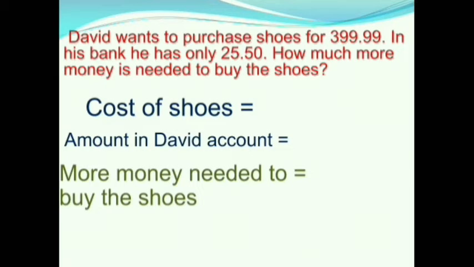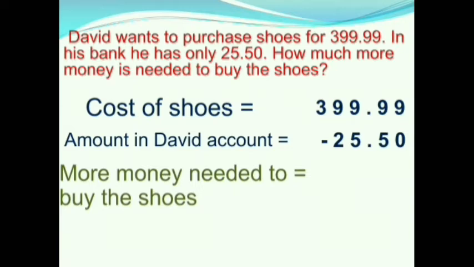Here first we should write cost of shoes. What is the cost of shoes? Yes, the cost of shoes is 399 rupees 99 paise. Next we should write amount in David's account. How much amount in David's account? Yes, amount in David's account is 25 rupees 50 paise. Now we should find out more money needed to buy the shoes.